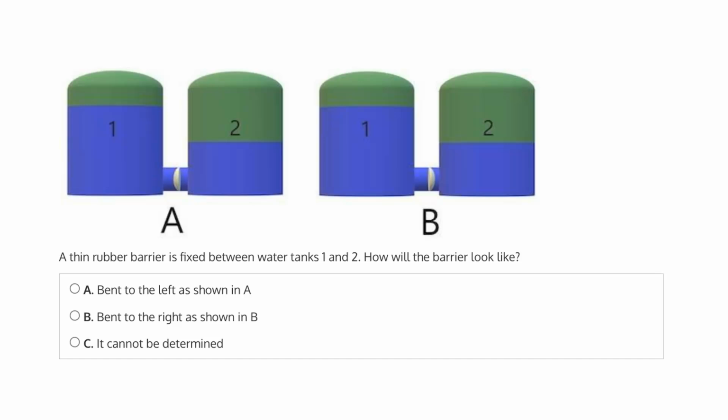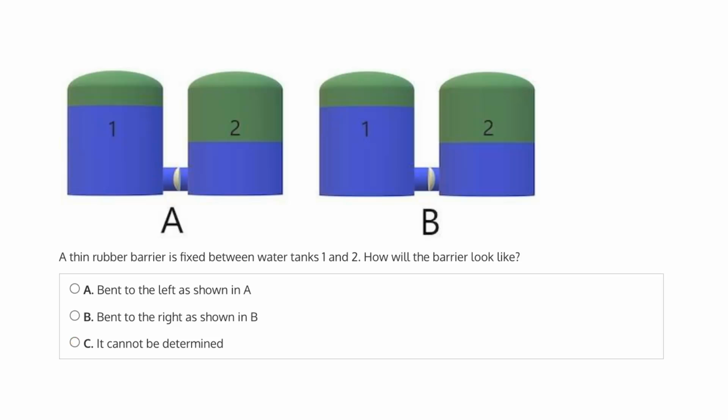This question says, a thin rubber barrier is fixed between tanks 1 and 2. How will the barrier look? Is it A, bent to the left as shown in A, and that's what we see here? Is it B, bent to the right as shown in B, seen here? Or is it C, it cannot be determined?